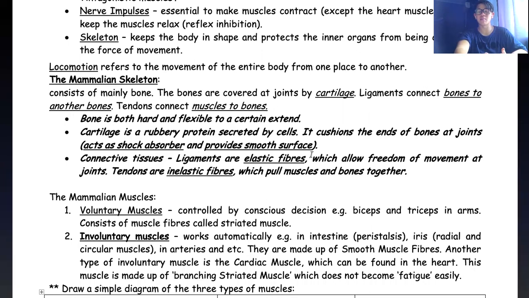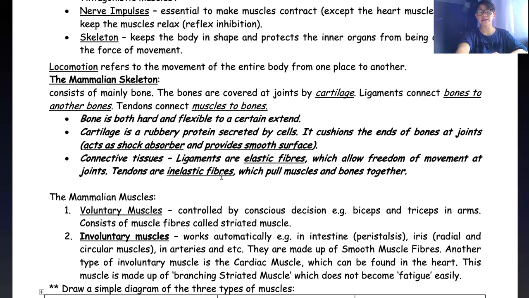So ligaments connect bones with bones, and they can connect because they are elastic. Elastic means it can be bent and it can be stretched. So when you pull your arm, your arm will not come off from your body, right? Because there are elastic fibers, like rubber. And this actually allows freedom of movement at joints. With this elasticity, it allows certain movements.